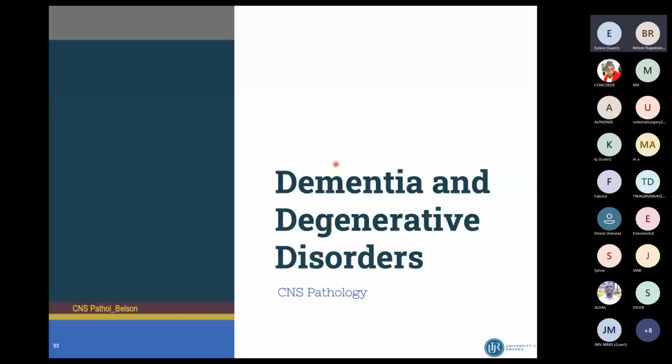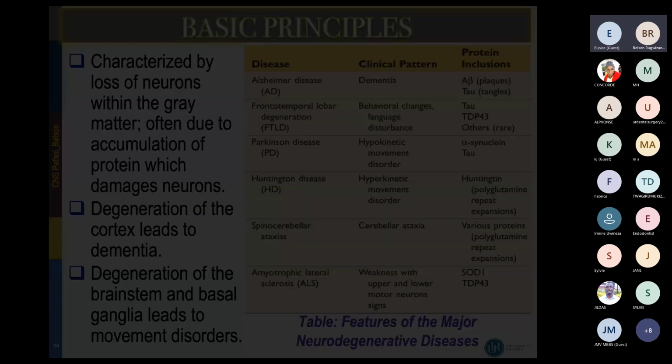So the next is the dementia and the degenerative disorders. So demyelinating and degenerative, they are different. So demyelinating, anything destroying the myelin, while the degenerative, not only myelin, but also other parts of the brain can be degenerated.